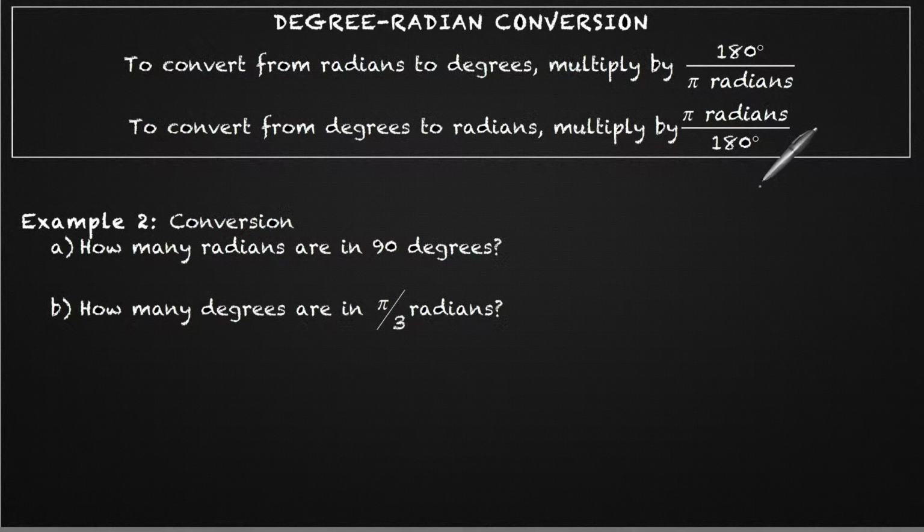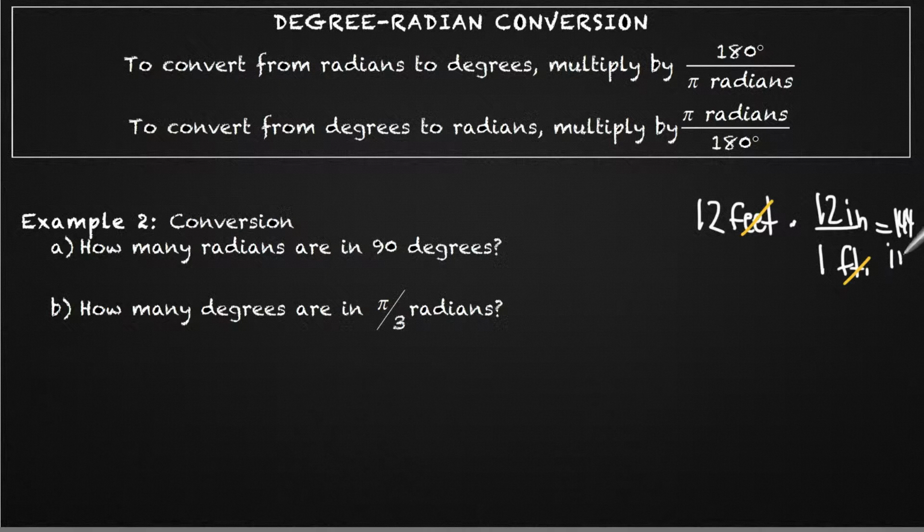This is the same idea as converting from feet to inches. If you have 12 feet and you're trying to convert that to inches, you would say 1 foot is the same as 12 inches, and that way your feet cancel out and you'd have 144 inches. It's the same idea here. You're just converting units.